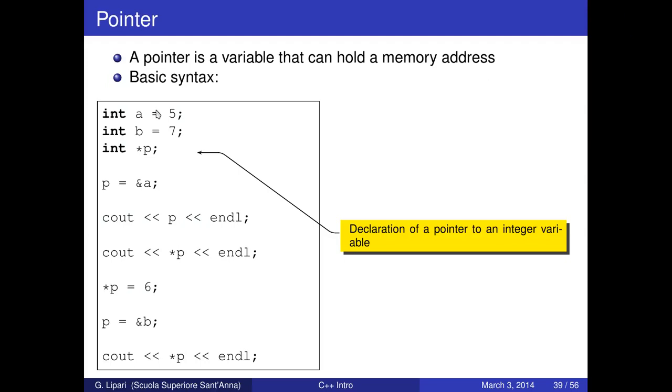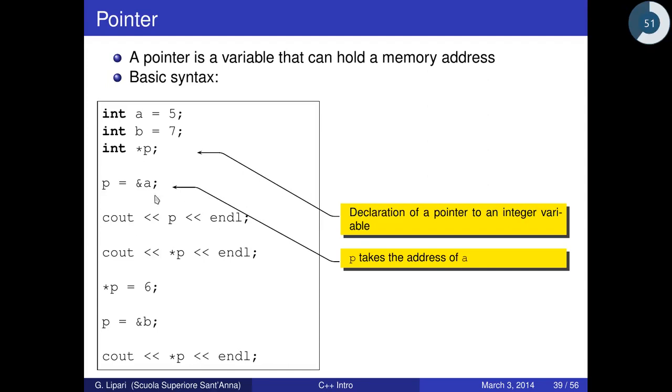For example, here you have two integer variables, and then you have p, which is a pointer in memory to an integer. This is the basic syntax: int, then a star, and then p. You can obtain the address of a variable by using the ampersand. In Italian, this is "e commerciale"; in English, it's ampersand. So p = &a means that p gets the address of a. Of course you can print this address, and you will usually obtain a hexadecimal address.